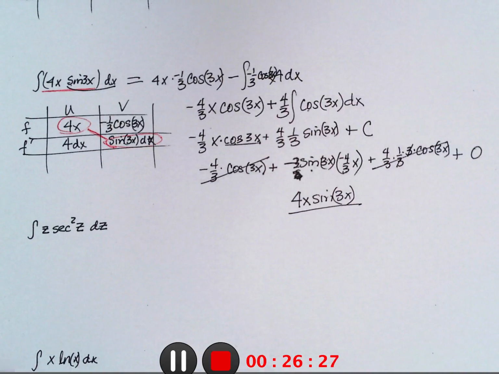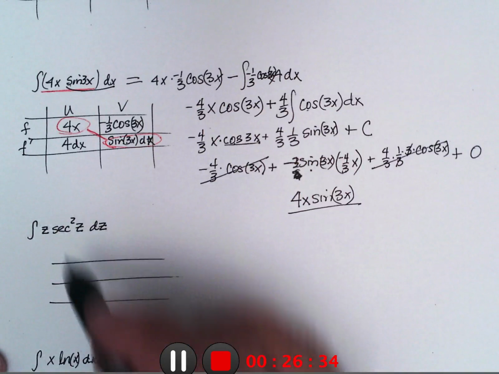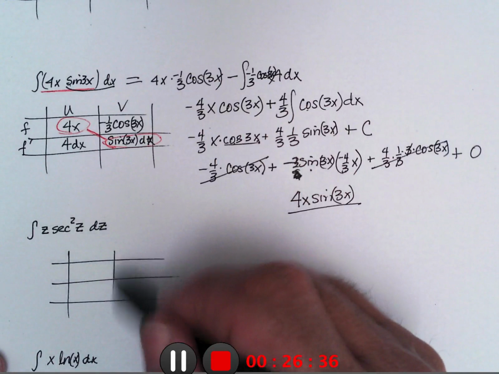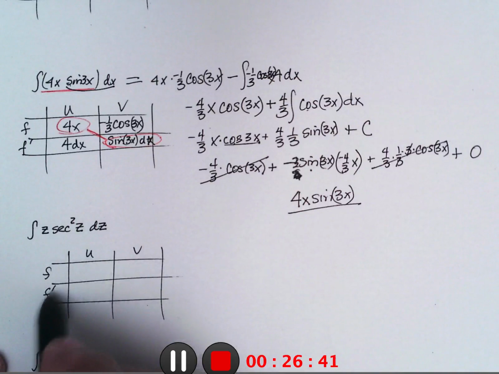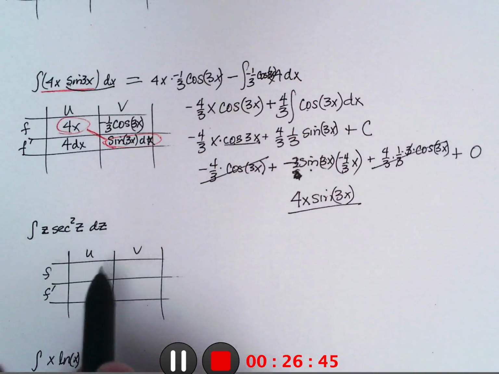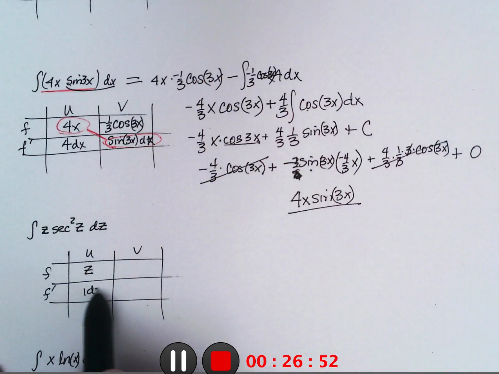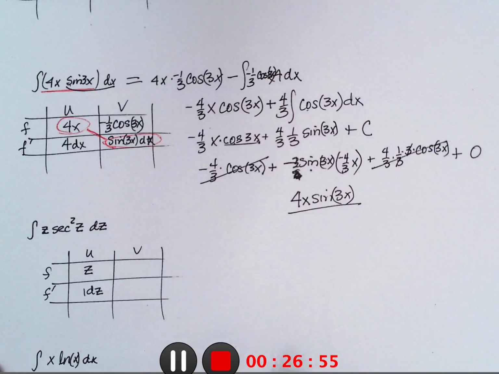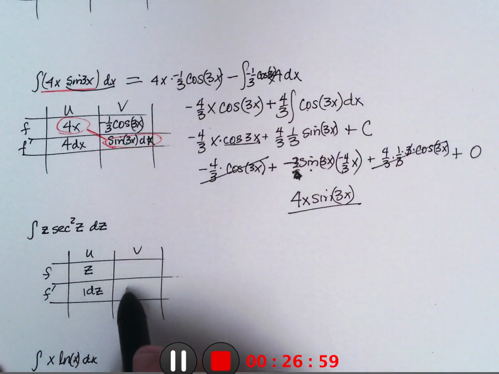Let's see, we got, set up my table. U, V, F, F prime. Again, we got that variable there, so I'm going to let that be the U. So du, the derivative, that's just going to be 1 dz. And then I got secant squared z dz. So that's going to go here.